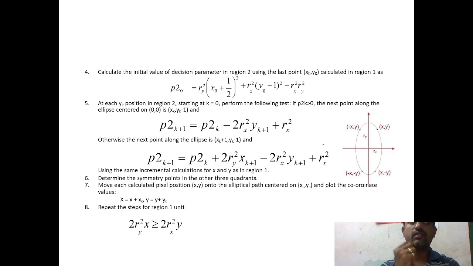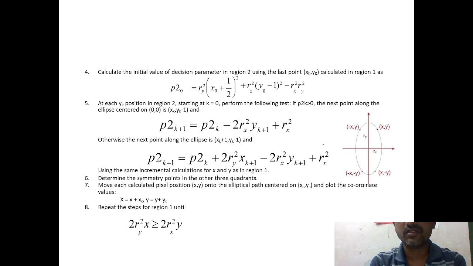Whenever the last point of region 1 is there, that value will be taken as the first value of region 2, that is p2_0 equal to ry square of (x0 plus 1 by 2) whole square plus rx square of (y0 minus 1) whole square minus rx square ry square. At each yk position in region 2, starting at k equal to 0, perform the following test.